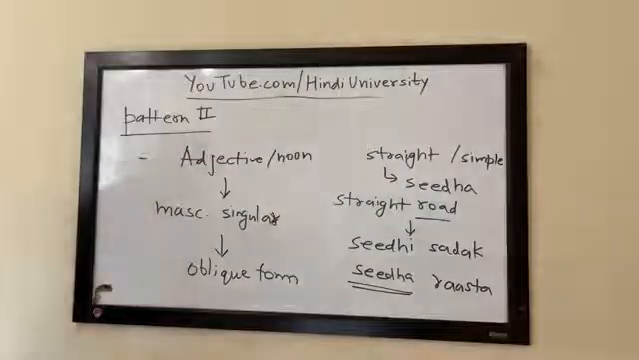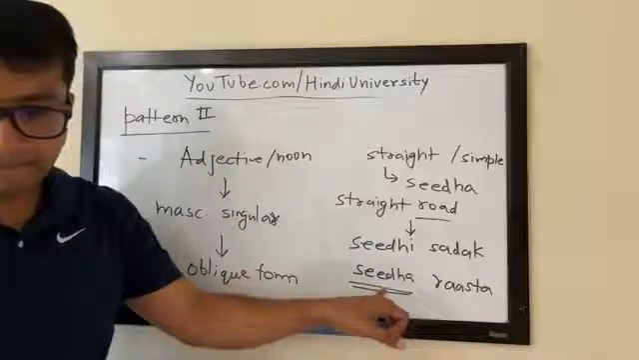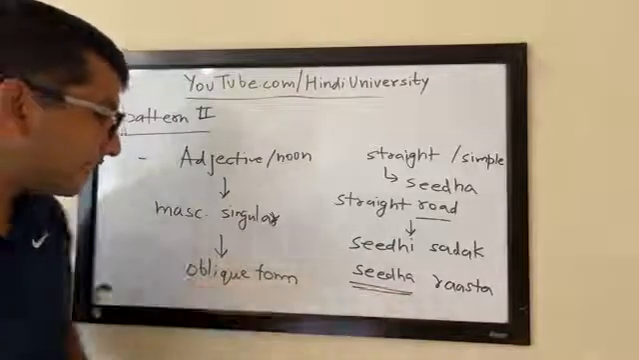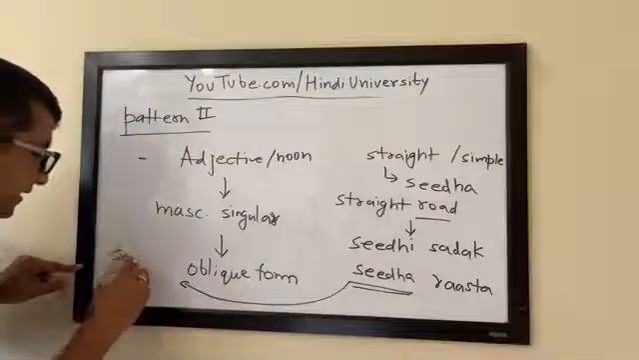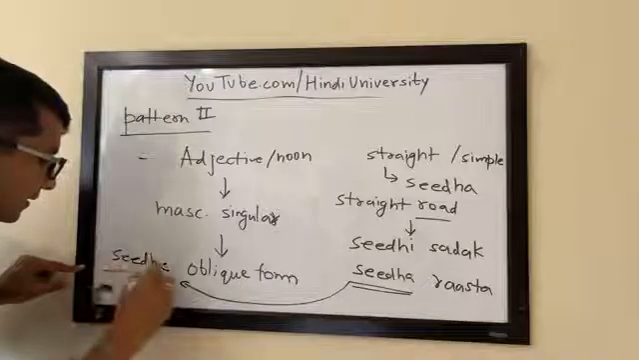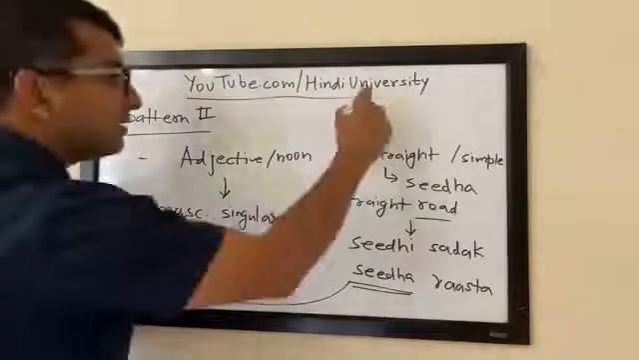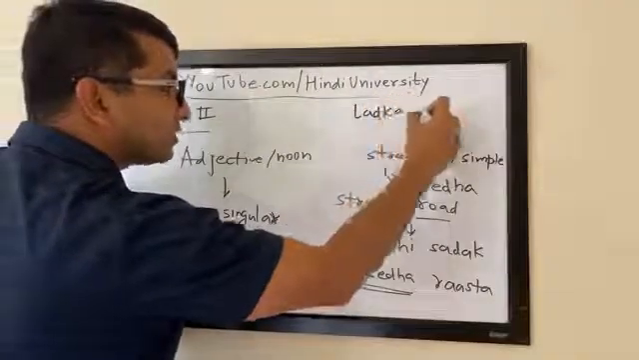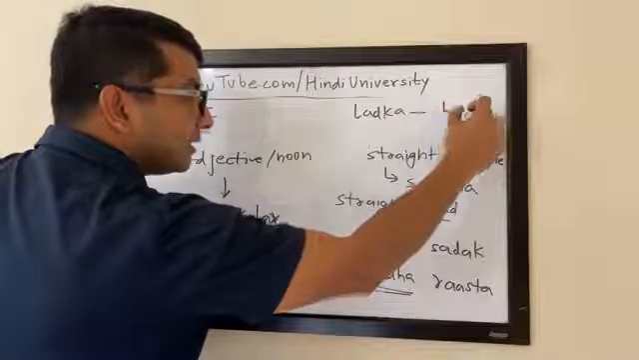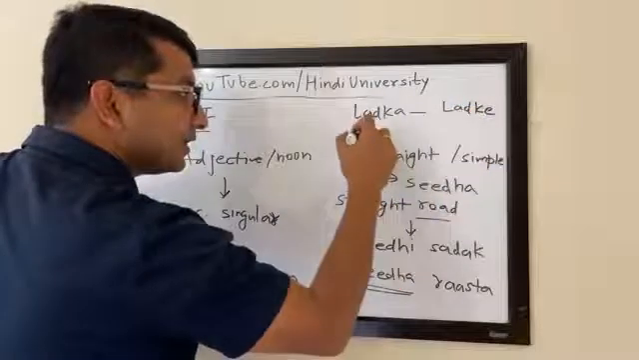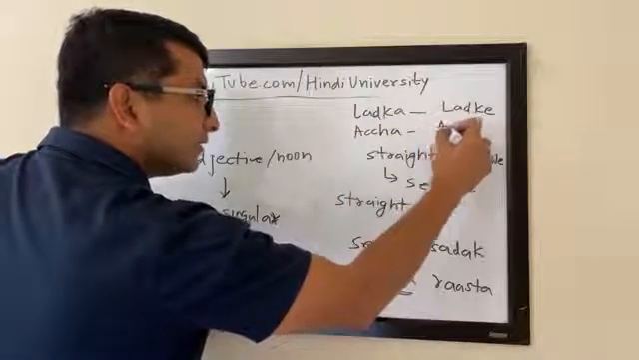Okay. And then how do you make an oblique case of it? What is the oblique case of seedha? Seedhe. Very good. The oblique case of seedha is seedhe. And if anybody is worried about how you make it, it's just like ladka. The oblique case of singular ladka is लड़के, very good. The oblique of acha is अच्छे, very good.